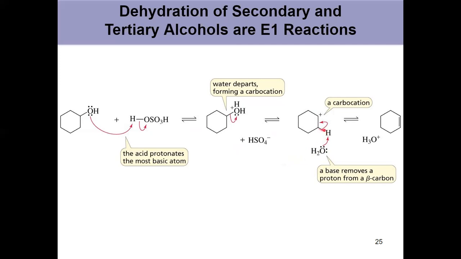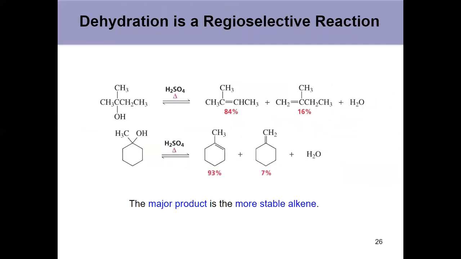And right here, right, this beta hydrogen is the same as this beta hydrogen. Thinking about it in 3D, it forms the same product over here, and that's cyclohexene. Okay. But if it's not symmetrical, right, you can end up with having a regioselective reaction. Here we've got 2 acid catalyzed dehydration reactions.